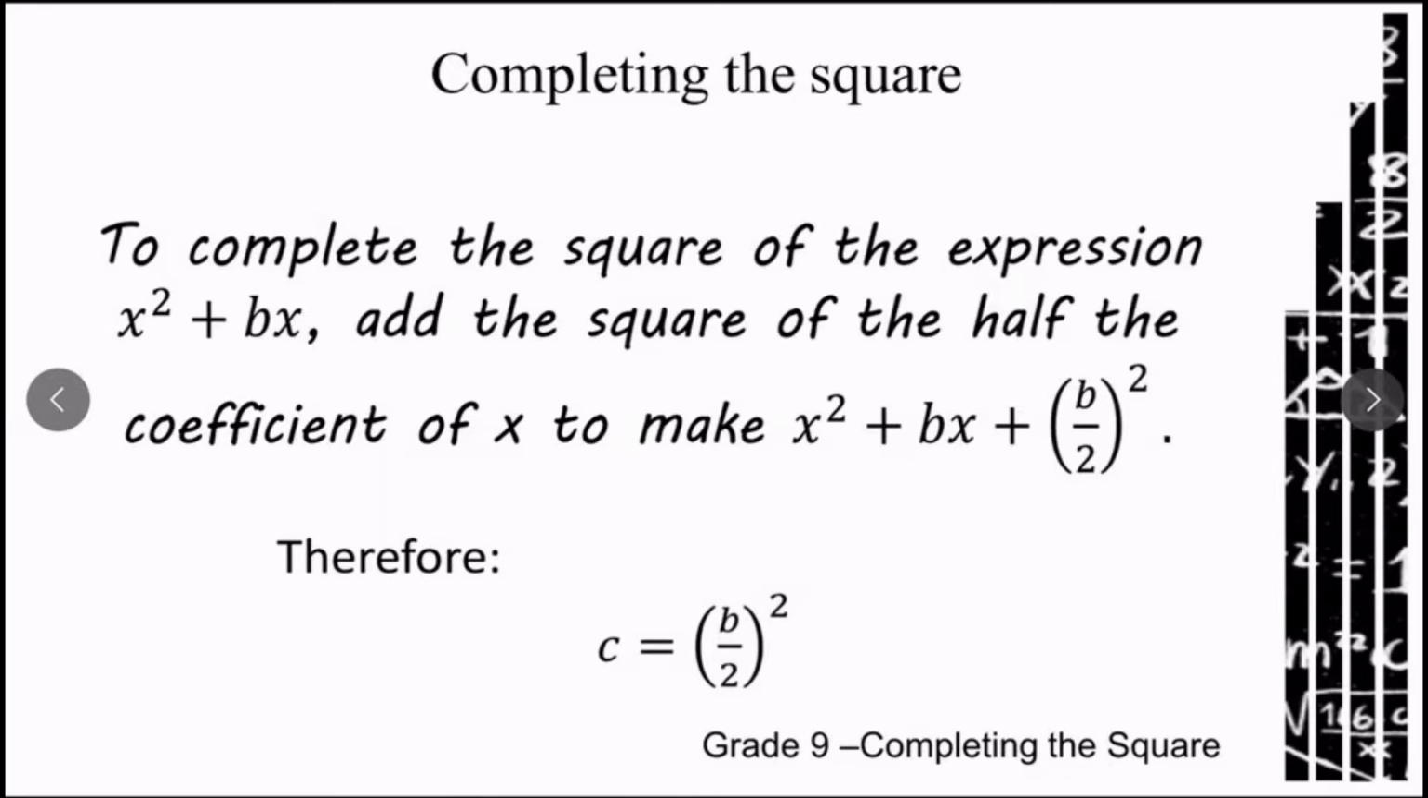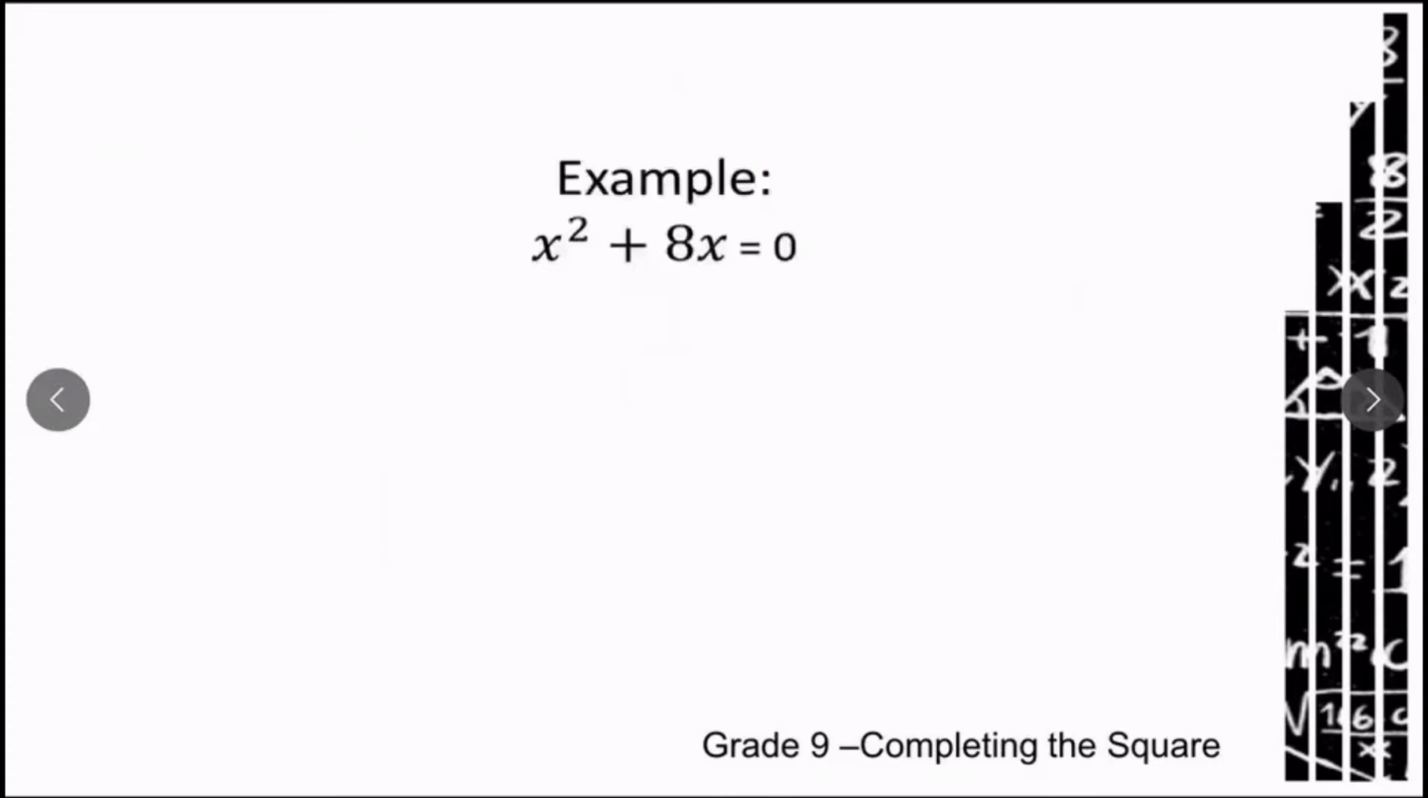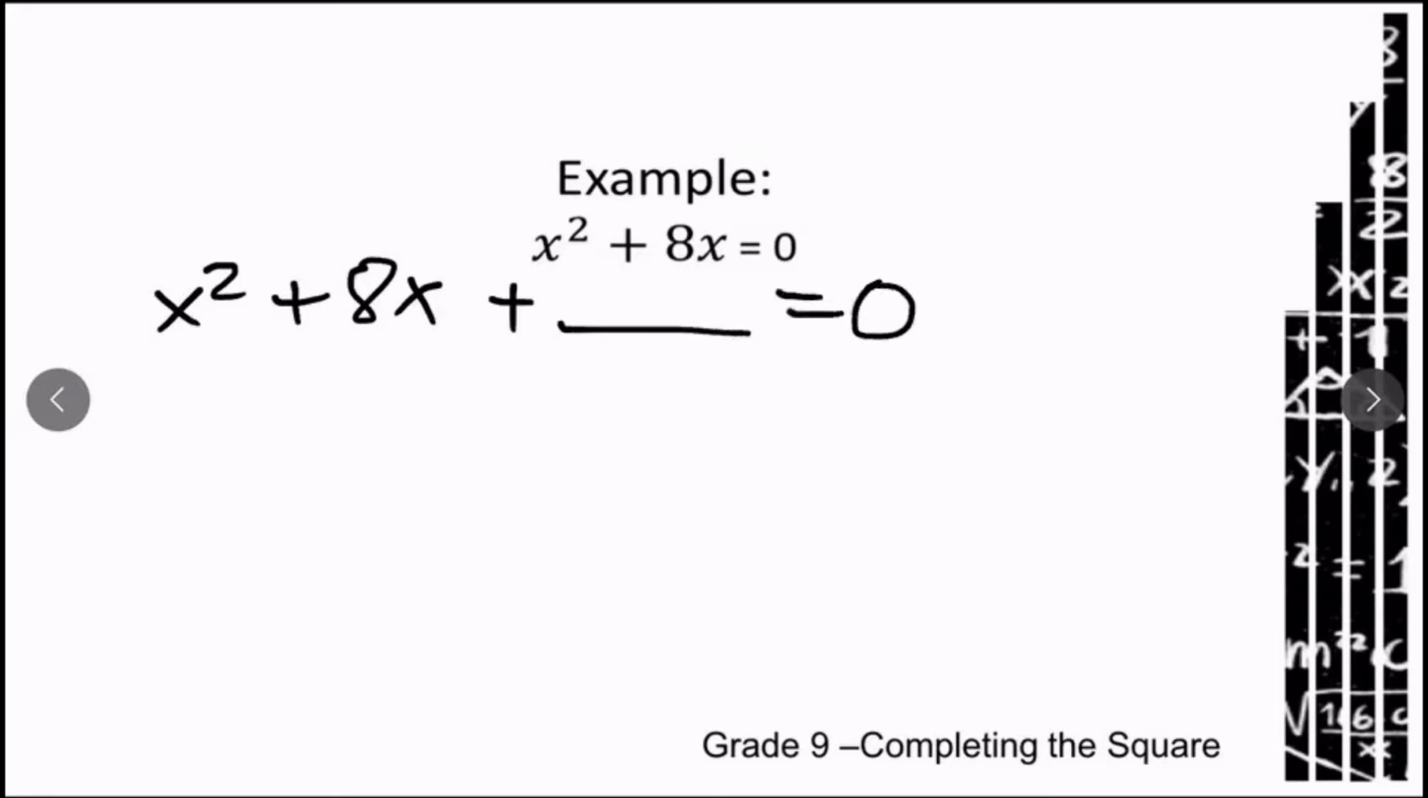Now, for us to easily understand this topic, completing the square, let us apply the concept in our first example. Given x squared plus 8x is equivalent to 0. Here, we need to identify the third term of our expression. But first, let us rewrite it. We have x squared plus 8x, then a blank is equivalent to 0.